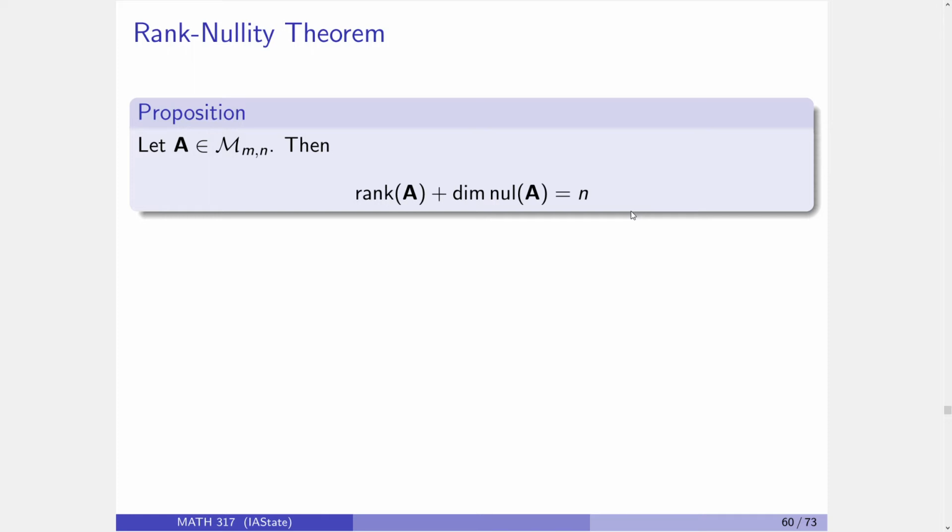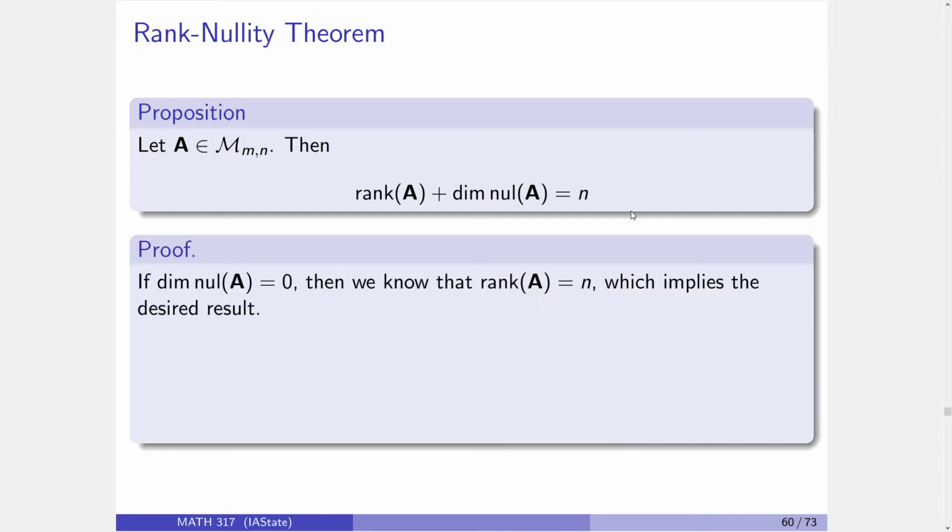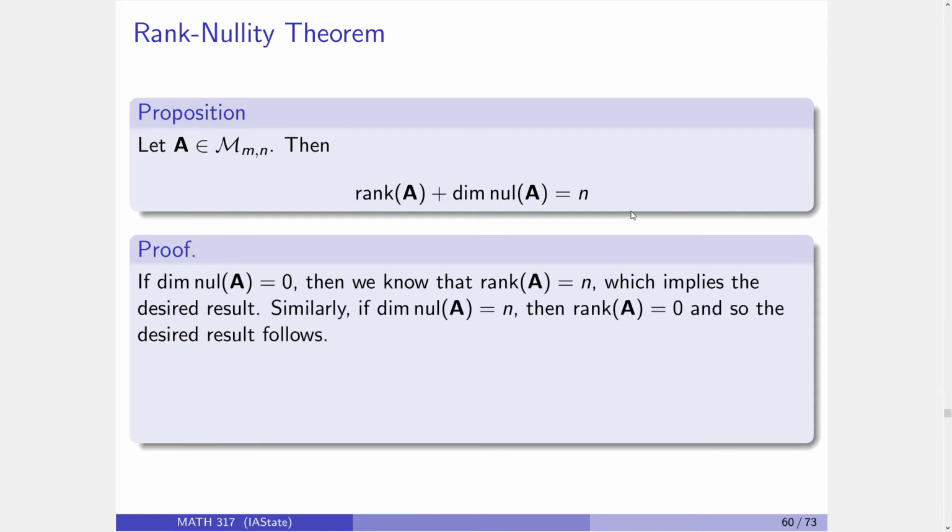But anyway, all right, cool. Let's actually prove this now. The first thing we'll note is that by the previous results, we've taken care of two extreme cases that we don't need to worry about. If the dimension of the null space is equal to 0, then we know the rank is equal to n, as we just proved, so the summation works and we're done. Likewise, if the dimension of the null space is n, then the rank must be 0, so again, they sum up to n, and we're done.